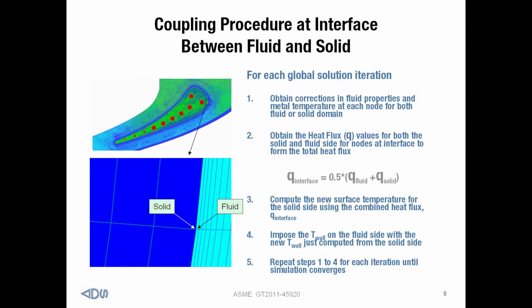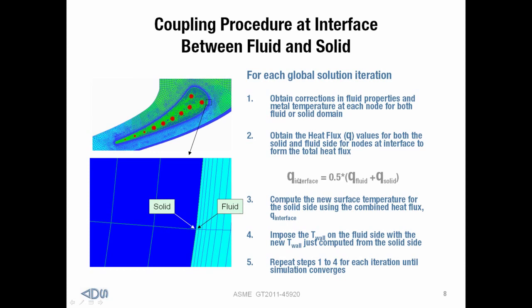So the way that the coupling works is that for each global iteration of the solution, we start off with some new set of fluid properties and metal temperatures at each node in both the fluid and solid domains. Using those new properties, we calculate heat fluxes on the solid side and fluid side. And what we really want here is some kind of average heat flux on this interface node at each point on the interface. So we just take the average of those two that we calculate.